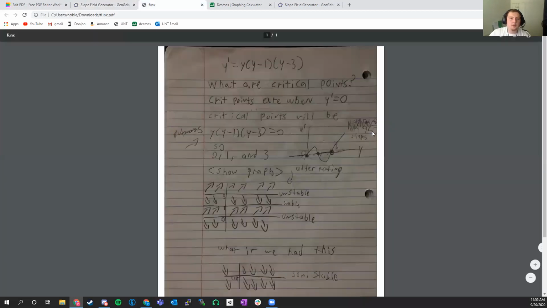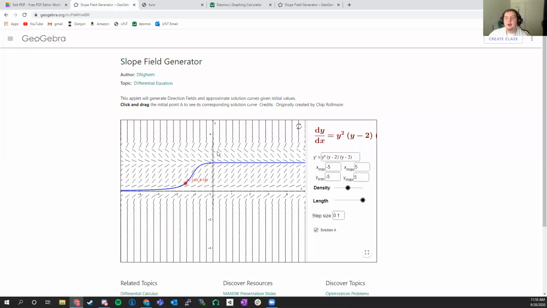So critical points. What are critical points? Mathematically, critical points are when y prime equals 0. And these critical points can be known as stable, unstable, or semi-stable. So here, 2 is what's known as a stable point. That's because as t goes to infinity, the solution tends to go towards, I mean, not t, towards 2.